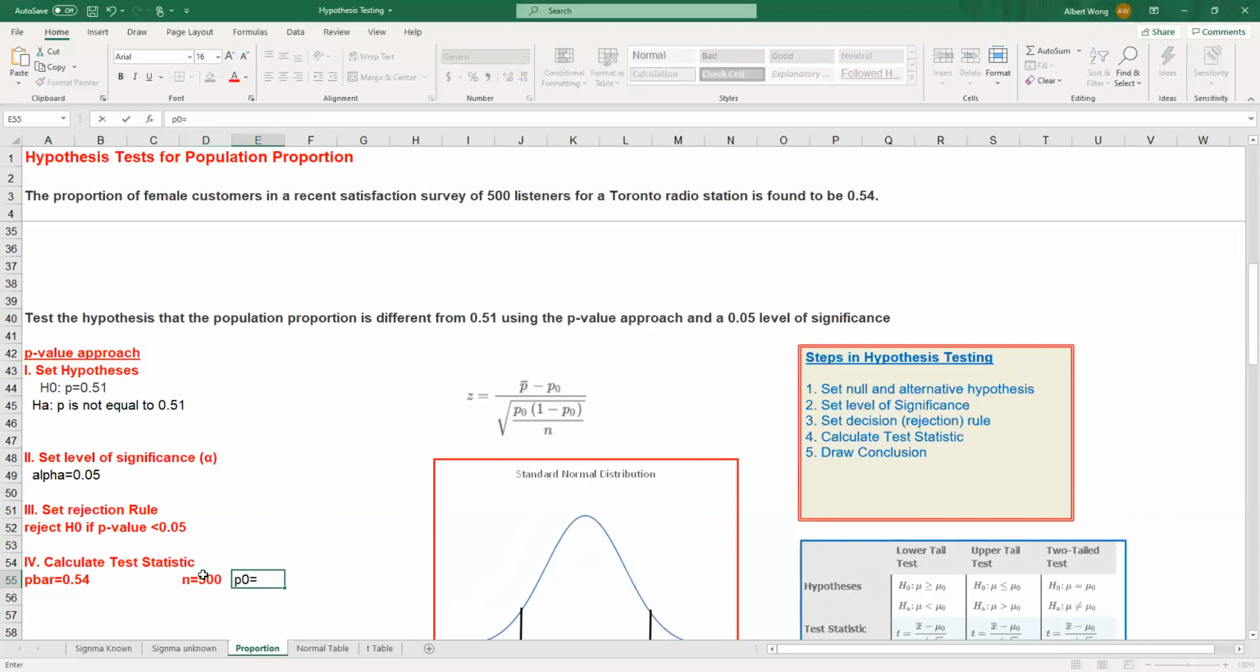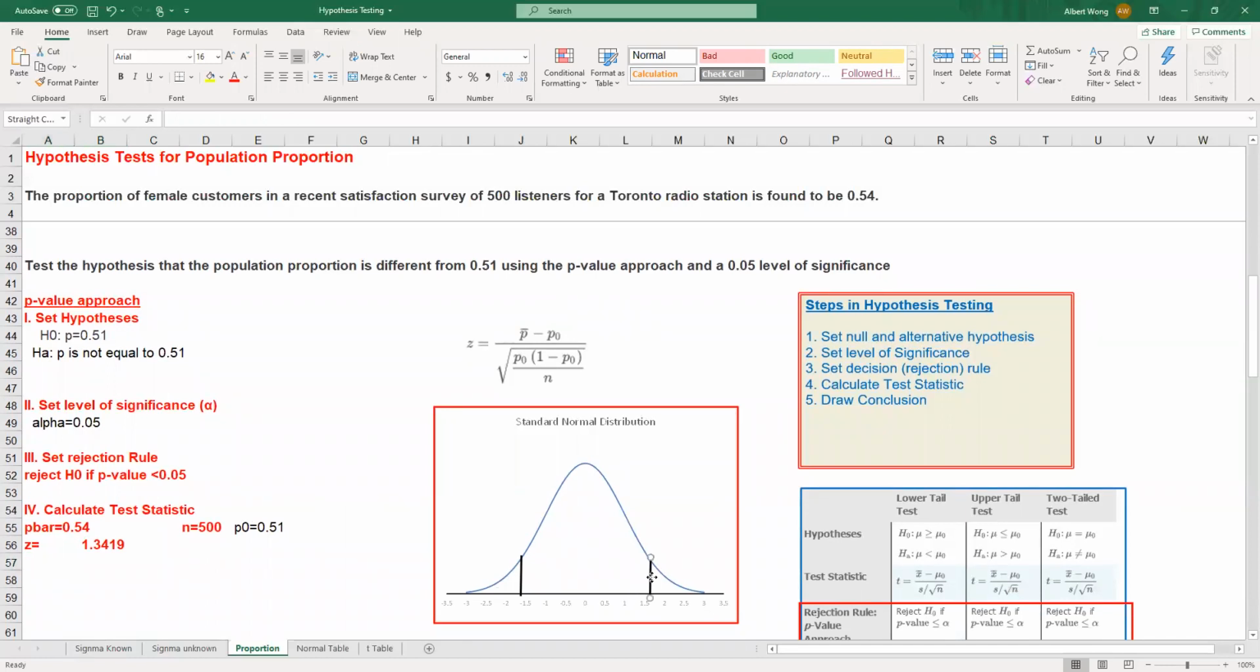P0 is, in this case, equal to 0.51. Okay, P0 is 0.51, right? 0.51 is the hypothesis. So what is Z? Z is equal to, let me just write down Z here. Compare what you see, which is 0.54, and what you're trying to test, which is 0.51, taking into account the variability, which is the square root of 0.51 times (1 minus 0.51) divided by 500, and that number is 1.3419, right? So 1.3419 is around here, and this is a two-tail test.